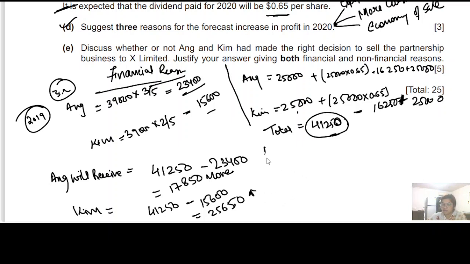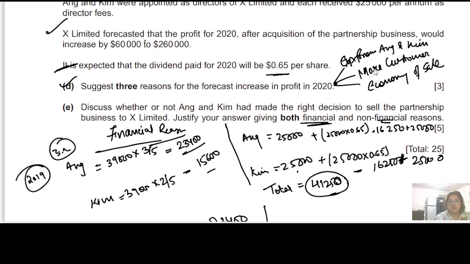So what is the final answer? Yes, they have to join. Our financial reasons, because they ask you to show financially and non-financially. Financially, yes, because they earn more after joining there: apart from the income, they got the dividend also, and director fees also, 25,000 each, and on the shares you are getting that 0.65 also.